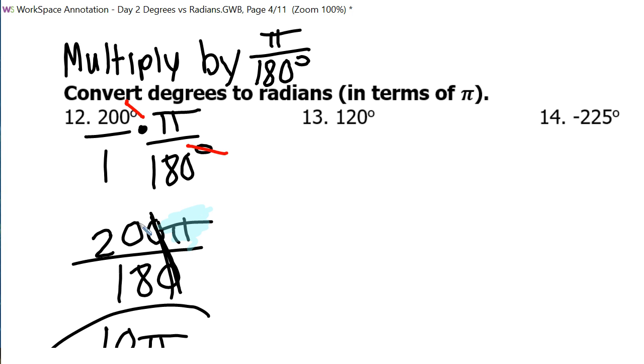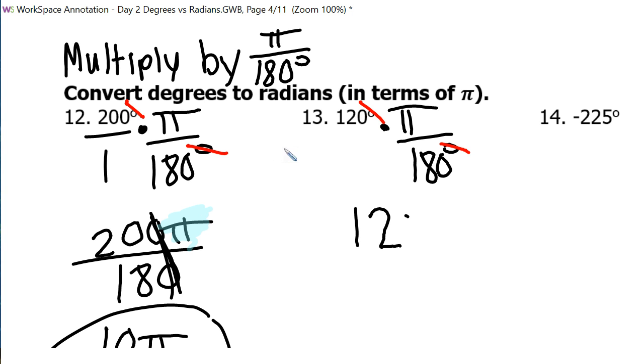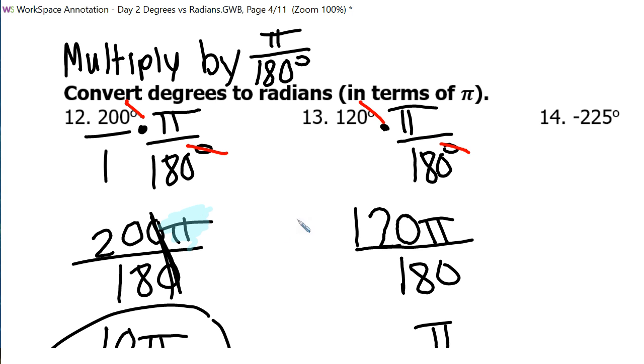Next one, number 13. To go from degrees to radians, you need to multiply by pi over 180 degrees. And the degree symbol in the numerator will cancel with the degree symbol in the denominator. And when we multiply that, that gives us 120 pi over 180. Simplify that fraction, and 120 over 180 simplifies to 2 pi over 3. 2 pi over 3. Final answer.